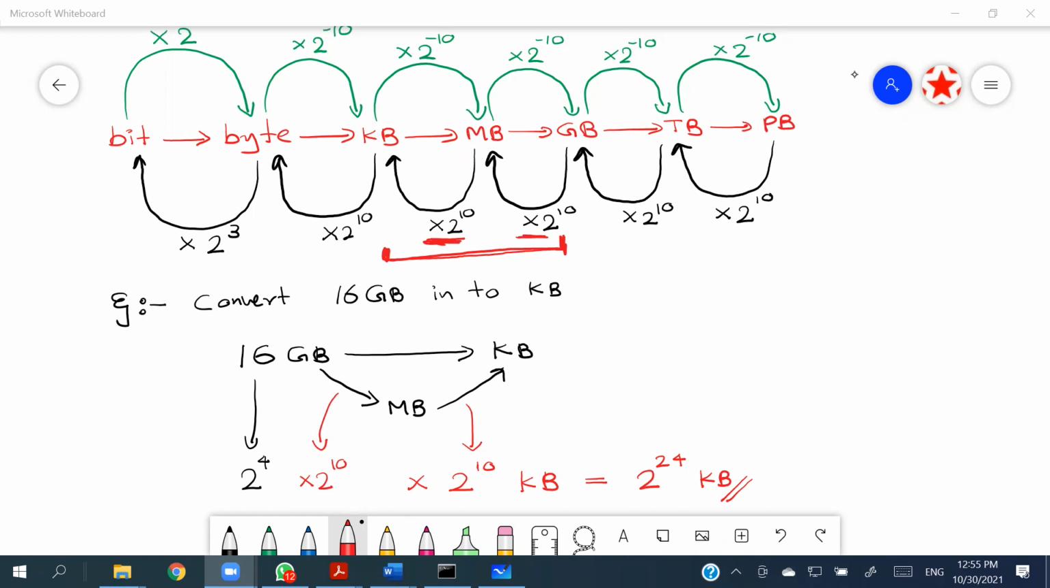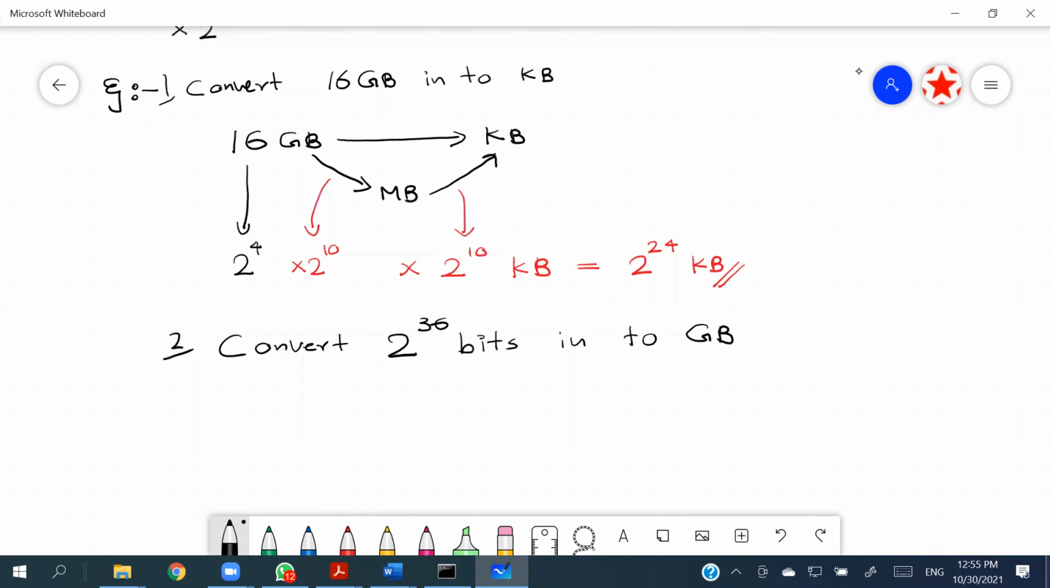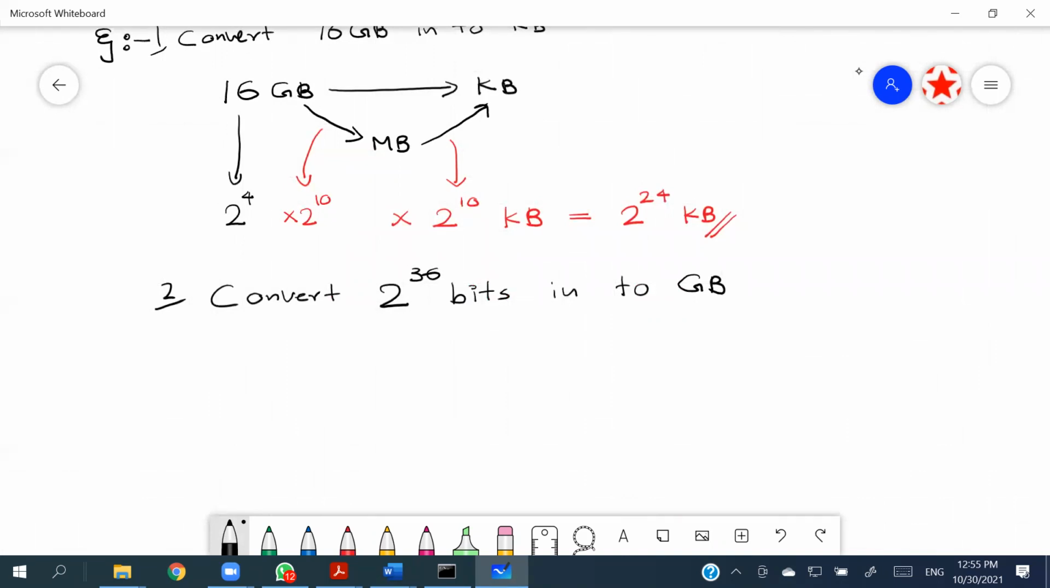Right, okay. So as the next example, I'm going to give the other way around, right? This is example one. Here was example two. Convert 2 to the power 36 bits into gigabytes, right? 2 to the power 36 bits, huge number, right? So it doesn't matter. 2 to the power 36 bits converted into gigabytes. So what's the journey?